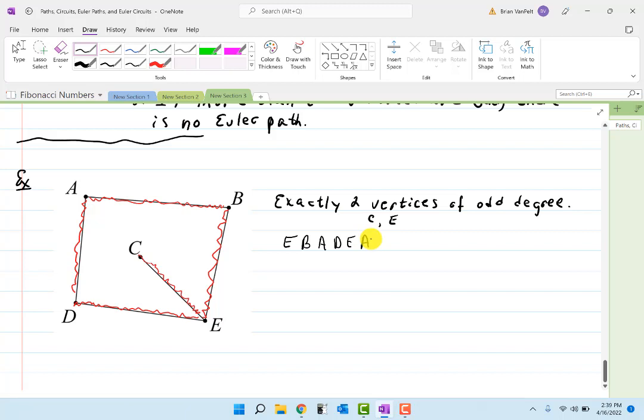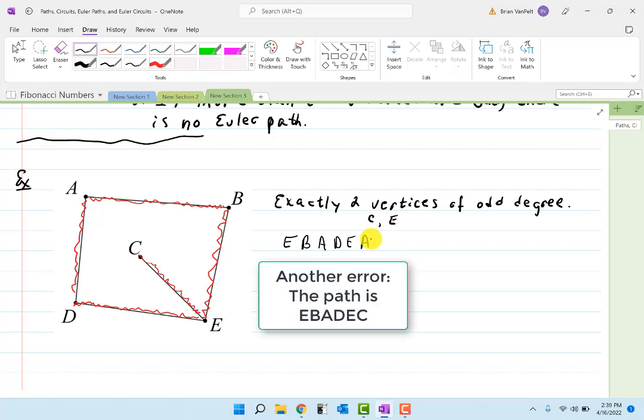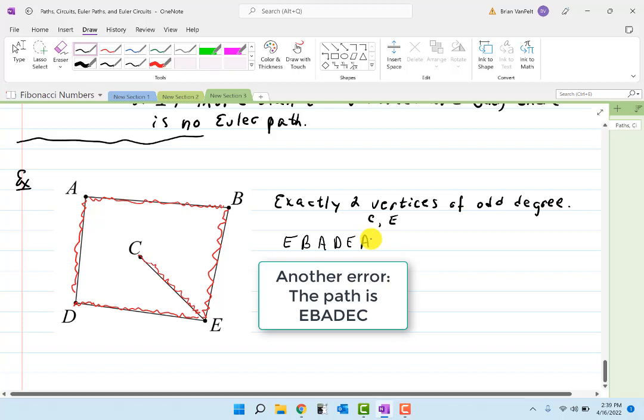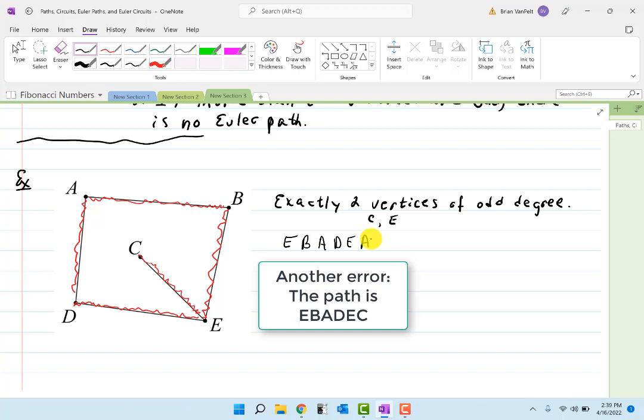And that's the general idea of what you want to do. You want to always start at one of the vertices of odd degree, because that will force you to end up at the other one of odd degree. If you don't do that, there's no guarantee that you're going to be able to get a path. So make sure you use that as part of your strategy.